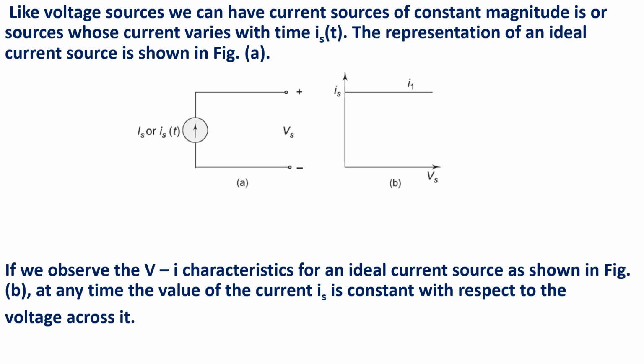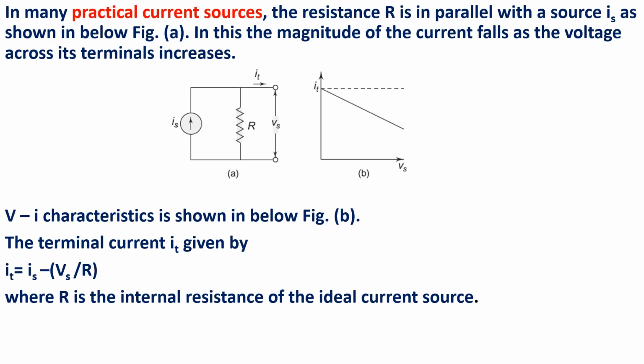The VI characteristic for an ideal current source is as shown in figure B. At any time, the value of current is constant with respect to the voltage across it. In many practical current sources, the resistance R is in parallel with a source Is, as shown in figure A. In this, the magnitude of current falls as the voltage across its terminal increases. The VI characteristic is as shown in figure B.